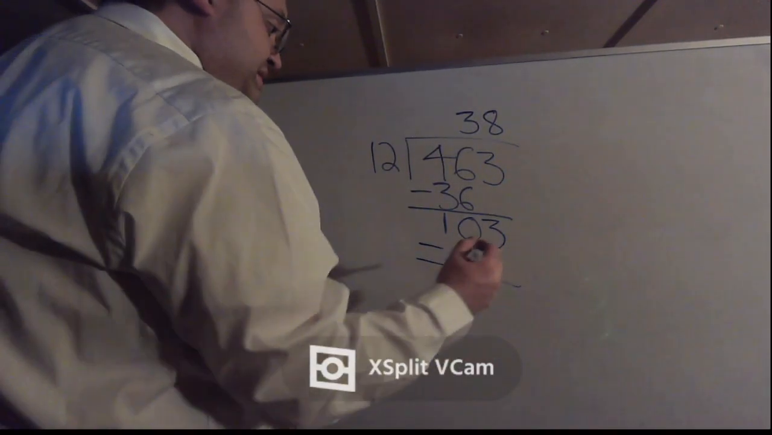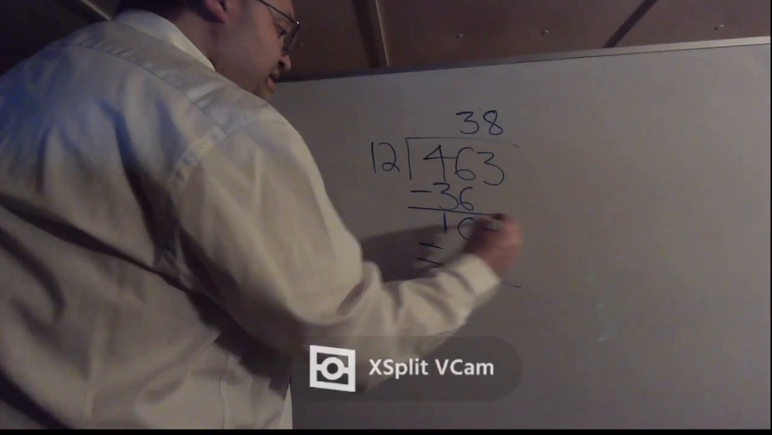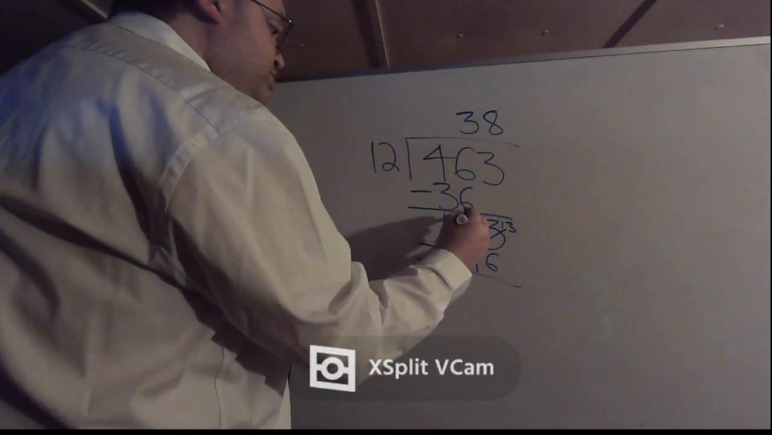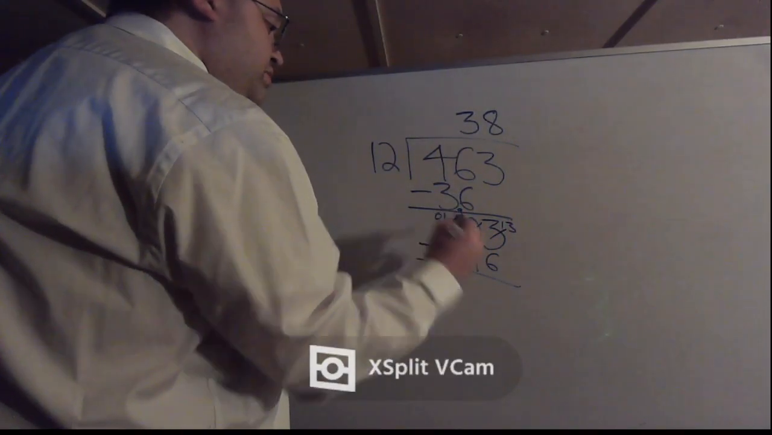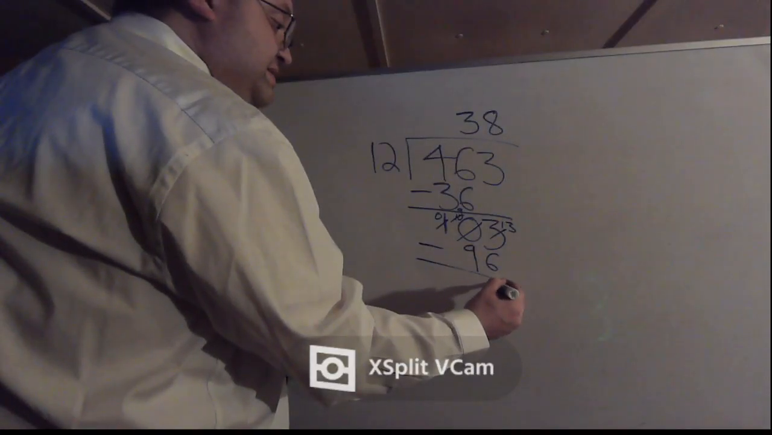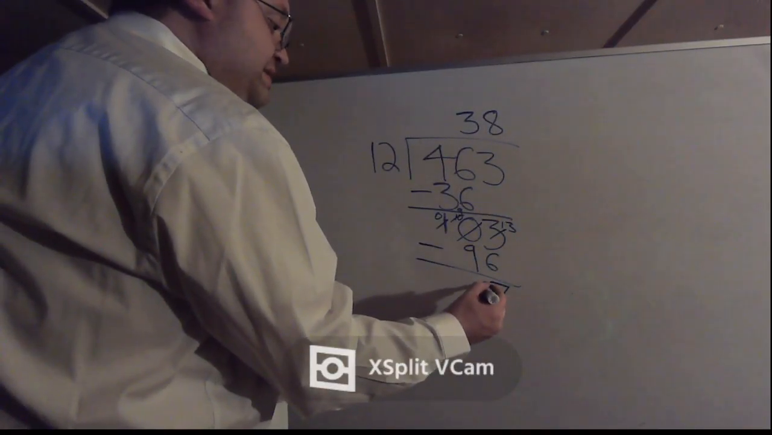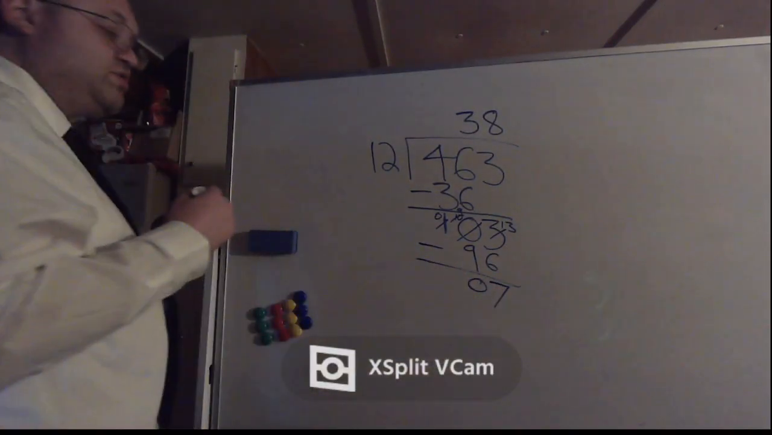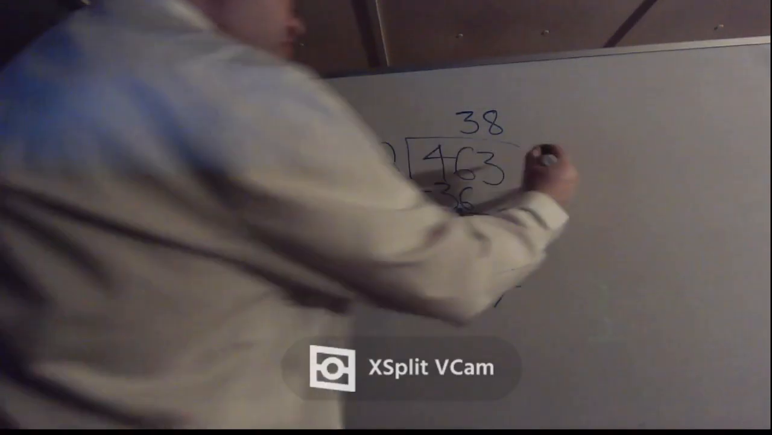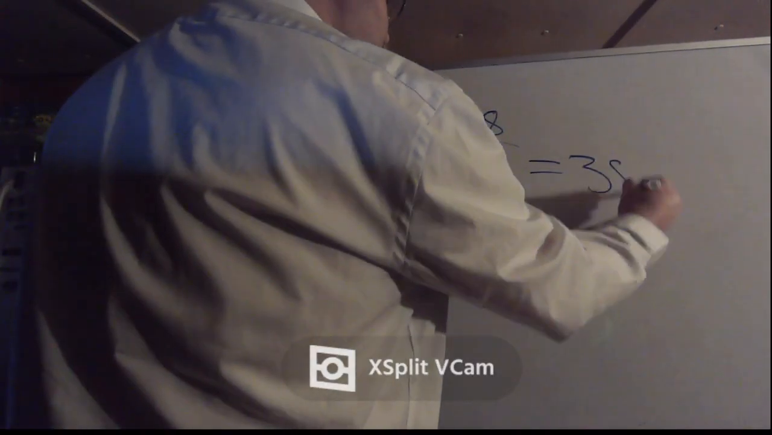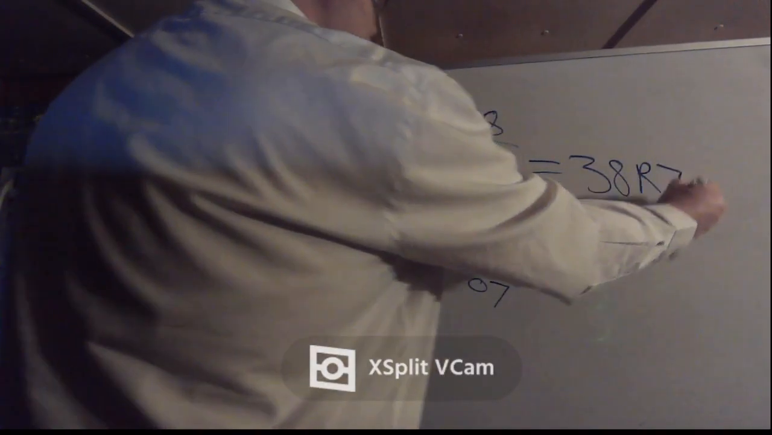So let's see. That'd be 13. That'd be 10, which would actually be a 9. That'd be 0. So 13 minus 6 is 7. 9 minus 9 is 0. So your remainder is going to be 7. So your answer to this problem is 38 with the remainder of 7.